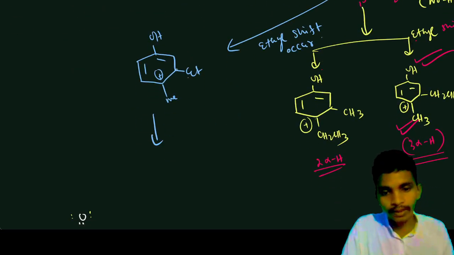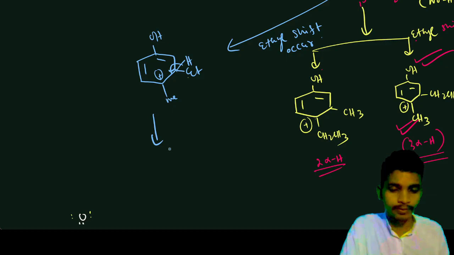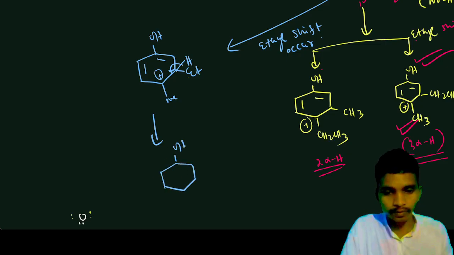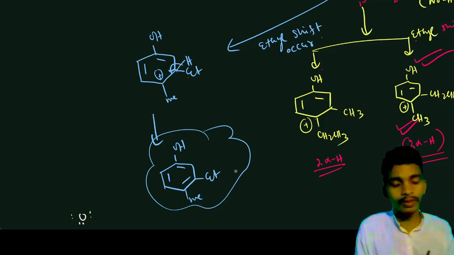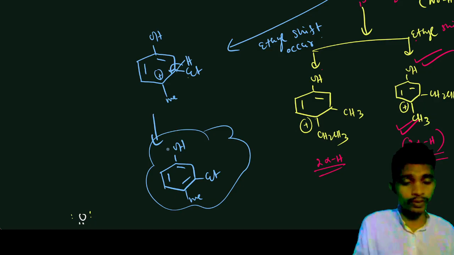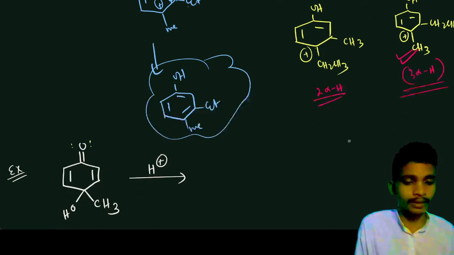Now you know that here a hydrogen is there, so elimination will happen, and aromatization will occur. This is OH, this, and here we have ethyls, here we have methyl. This is the inner ring we get, this is the final product. Likewise, we can solve questions related to the dienone phenol rearrangement.